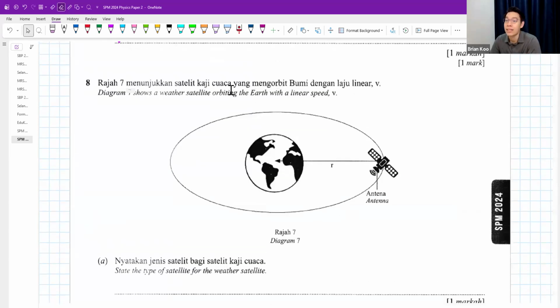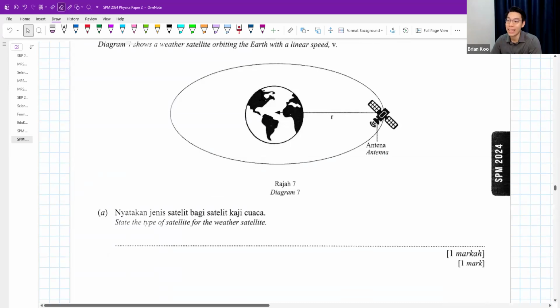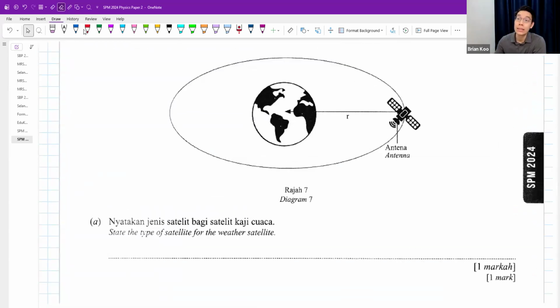Question 8. This is your geostationary, non-geostationary one. This is a weather satellite orbiting the Earth with a linear speed v. State the type of satellite for the weather satellite. You learn 2 types, geo or non-geo, right? This is non-geostationary.